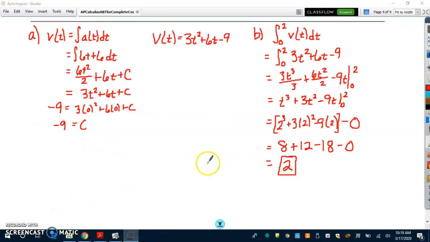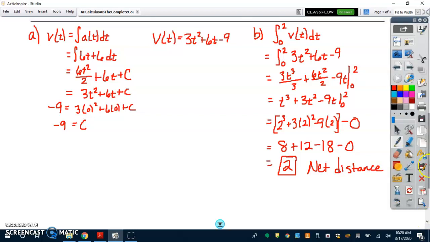Okay, you can see the work for letter B here. I just took the integral of our velocity function from 0 to 2. Got that antiderivative here, simplified, plugged in. If you plug in 0, you're going to get 0 because t is a part of each of these terms. Went ahead and evaluated, got 8 plus 12 minus 18 minus 0. Here's your net distance. Okay, your net distance is 2 units. All right, so that's our net distance.